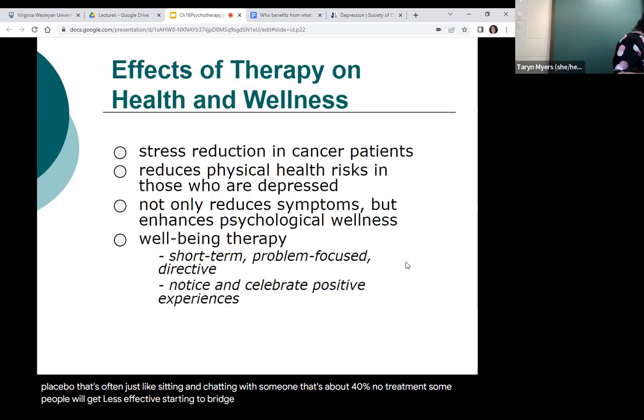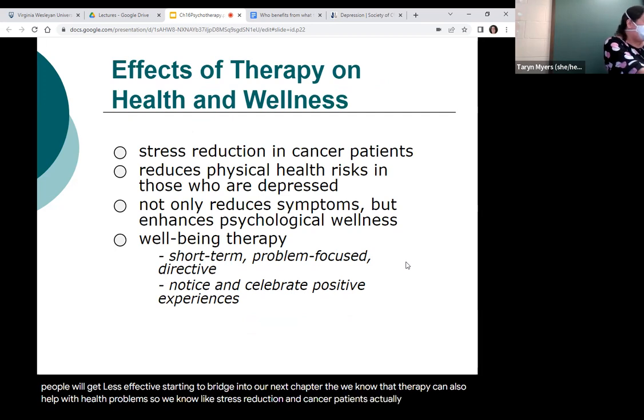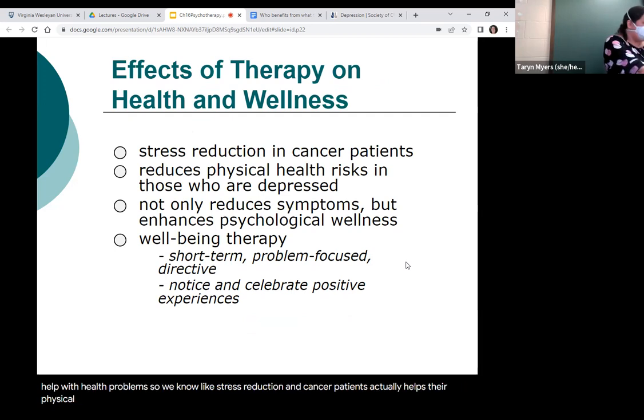Starting to bridge into our next chapter, we know that therapy can also help with health problems. So we know stress reduction in cancer patients actually helps their physical treatments work better.